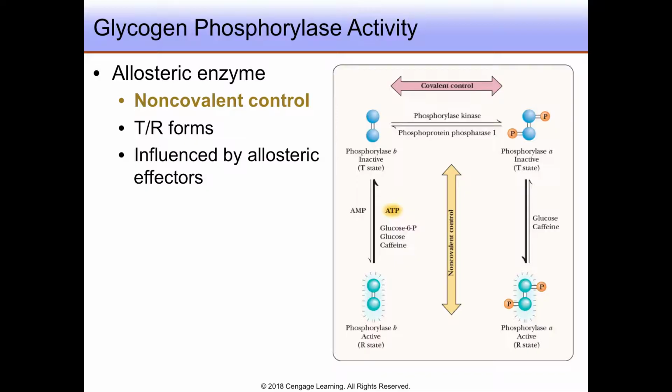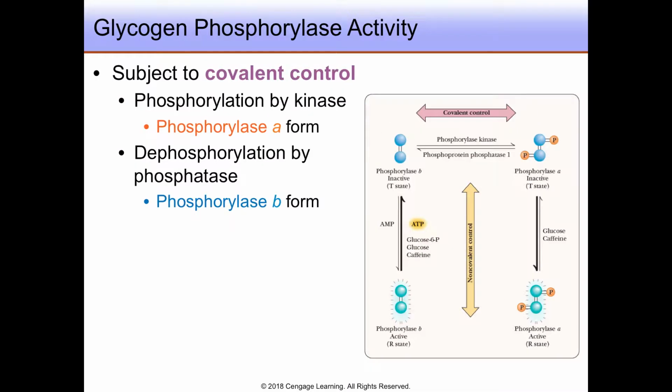As is true for all allosteric enzymes, it has two conformations and can be influenced by various effectors to favor one or the other. It is also subject to covalent control through phosphorylation. Kinase enzymes attach phosphoryl groups, and phosphatase enzymes remove them. Control is therefore a balance between these two activities.